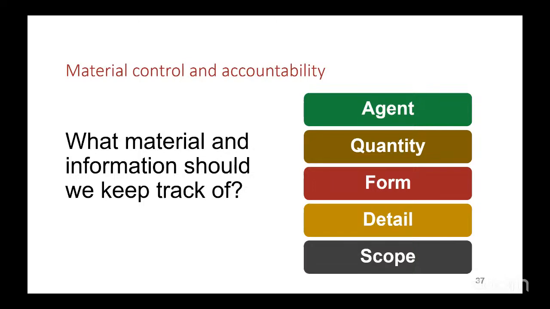You should keep the agent. What are the agents that are available? The quantity, the form, the detail, the scope of all those things has to be what? Those pieces of information have to be kept, so that at the end of the day, if there's any intruder, if there's anyone who picks it up, if there's any theft, any loss, you are able to what? Track it. But if you don't keep all this information, you won't know when they are missing.